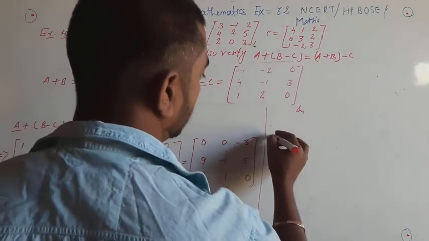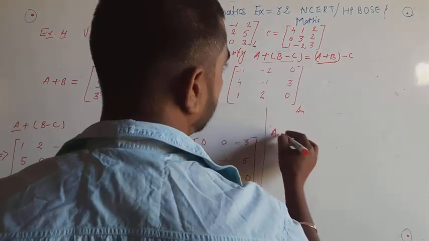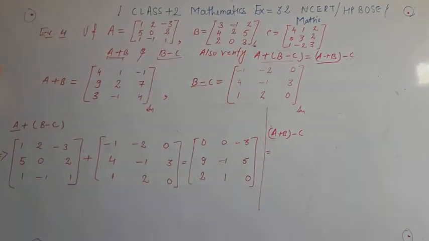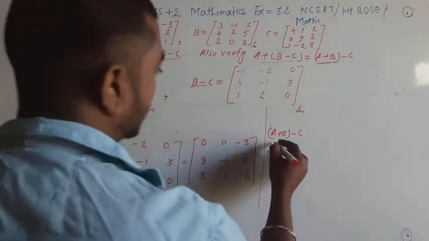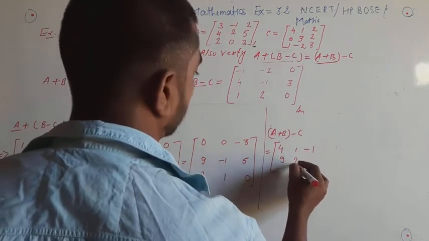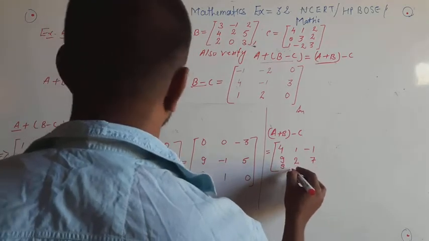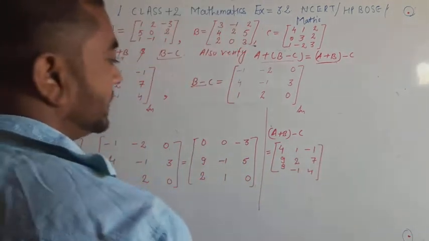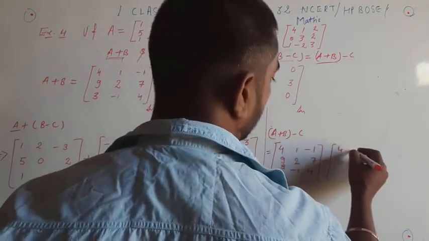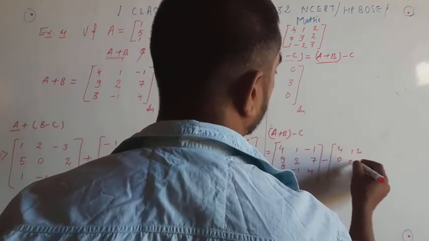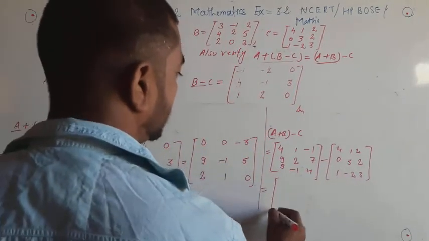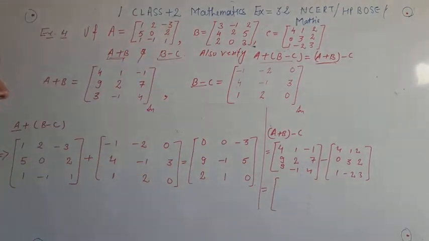The result is what? We have to subtract C from A plus B. Now A plus B, it's [4, 1, -1; 9, 2, 7, 3, -1, 4]. Subtract C from it. What is C? [4, 1, 2; 0, 3, 2; 1, -2, 3]. Now subtract both these terms.